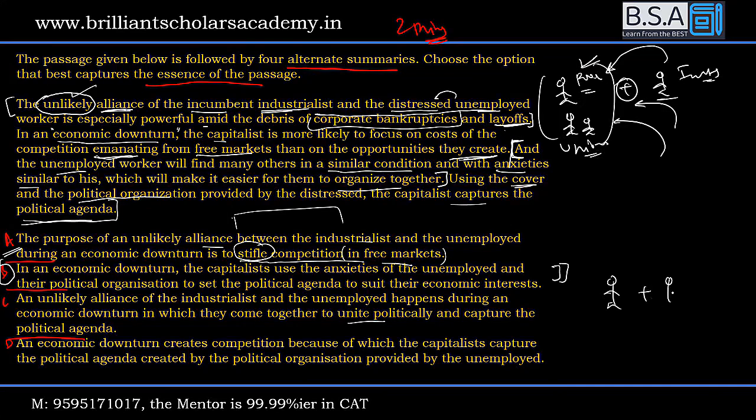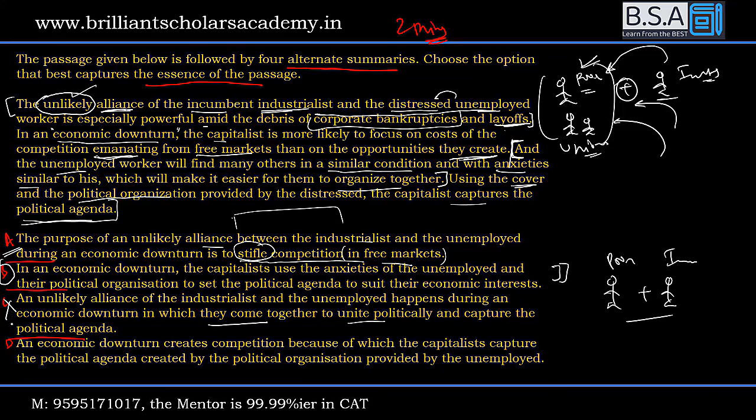The poor and the industrialist come together to unite politically and capture. No, the poor are not the same. Look at the last line. They are telling us the poor are being deceived. Using the cover and political organization provided by the distress, the capitalist captures the political agenda.